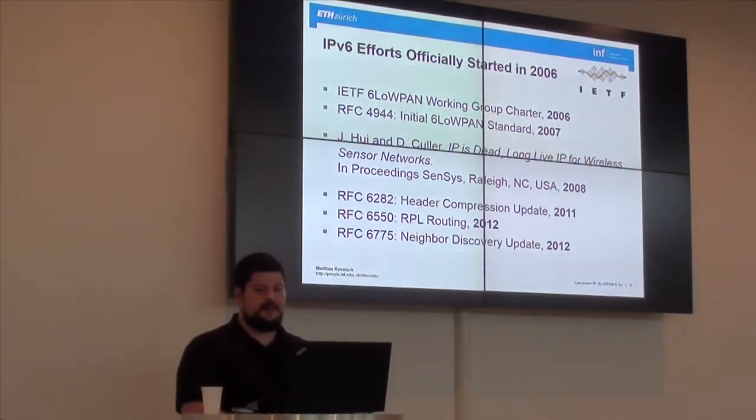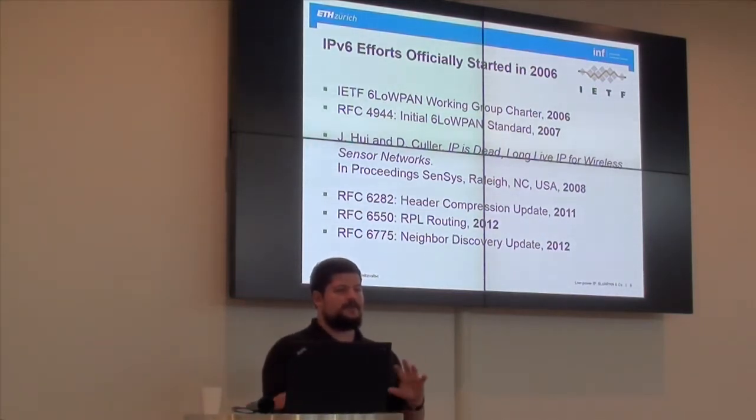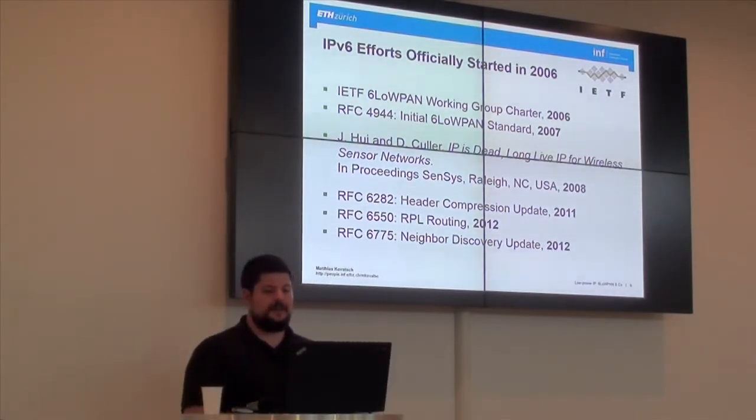The big major paper was 2008, by Hui and Culler, both again from Berkeley, where all this started. "IP is dead, long live IP for wireless sensor networks," and they had the first really comprehensive implementation where they also looked at other issues. It's not just the format you need, you also need to route and communicate and so on. So that's what they looked into, and then there were some other amendments to the initial RFC.